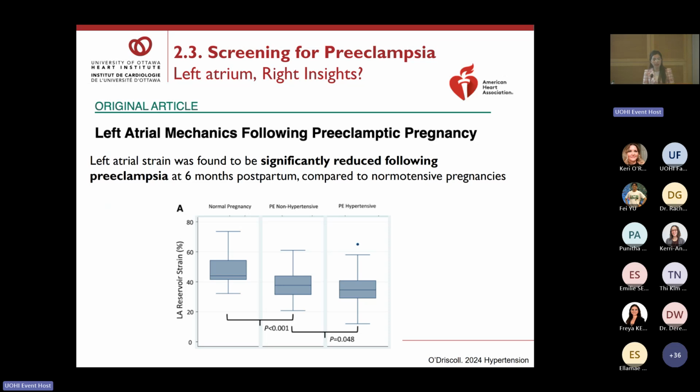So this study looked at women that have had a complication of preeclampsia. They did transthoracic echoes at 6 months, and they saw a marked reduction in the LA strain in those that had had preeclampsia compared to normal controls. And this association remained, even in those that had completely normalized their blood pressure.